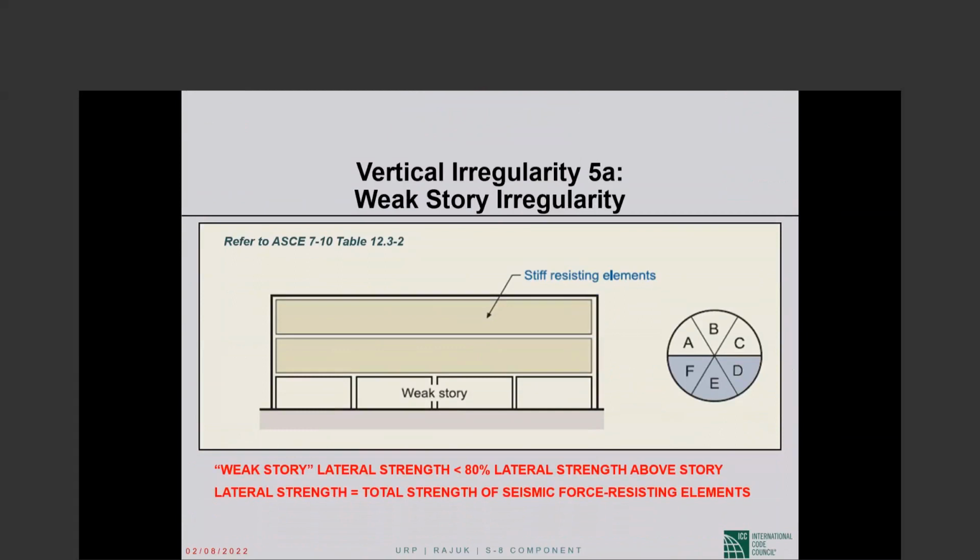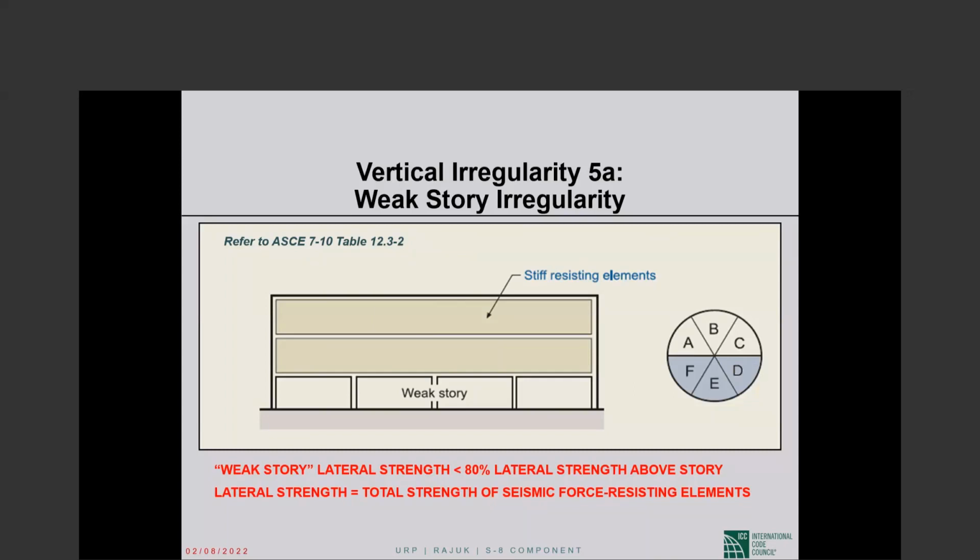Vertical type 5, weak story irregularity. When we say soft story, it is stiffness. When we say weak story, it is strength. So weak story is about lateral strength. This lateral strength is basically the sum of the shear forces that can be resisted by the columns and shear walls in the building. Okay, that's the simplest way to think of lateral strength. How much shear can be resisted by the columns and the shear walls. So a weak story has lateral strength less than 80% of the lateral strength of the story above.